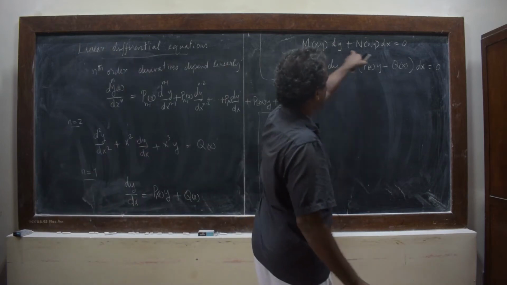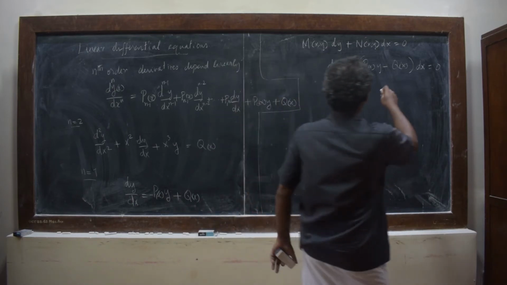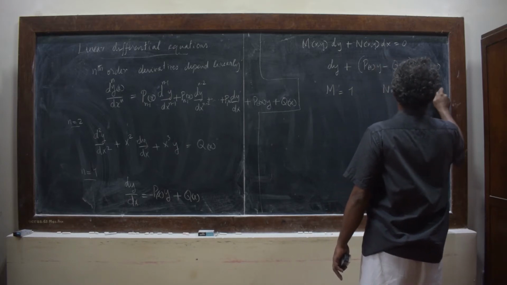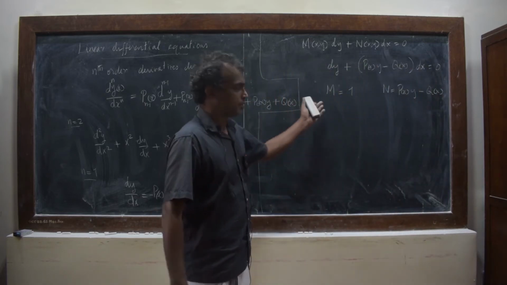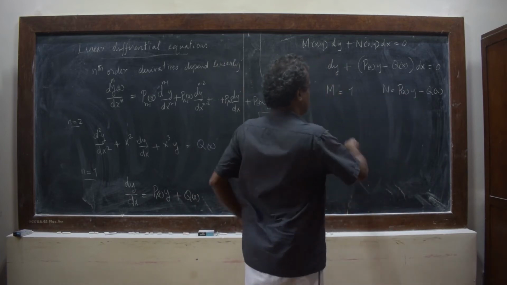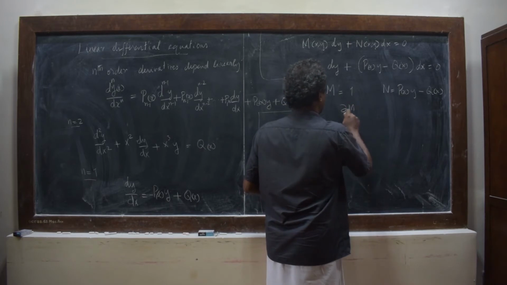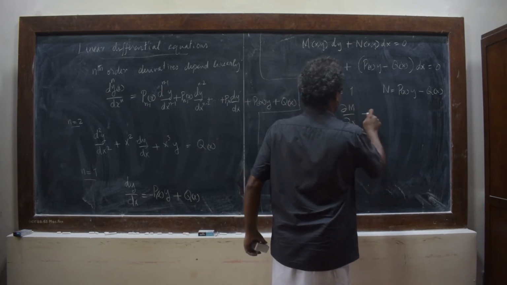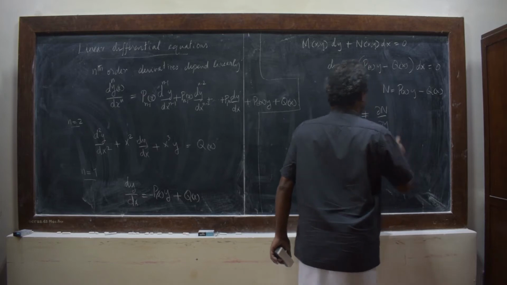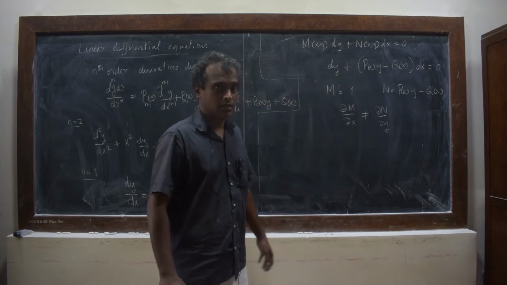Now, comparing this equation with what's written above, we immediately note that m has to be 1 in this case and n has to be p of x y minus q of x. It's easy to see at first sight that the derivative of m with respect to x will not match the partial derivative of n with respect to y, which means that this equation written as it is not an exact equation.